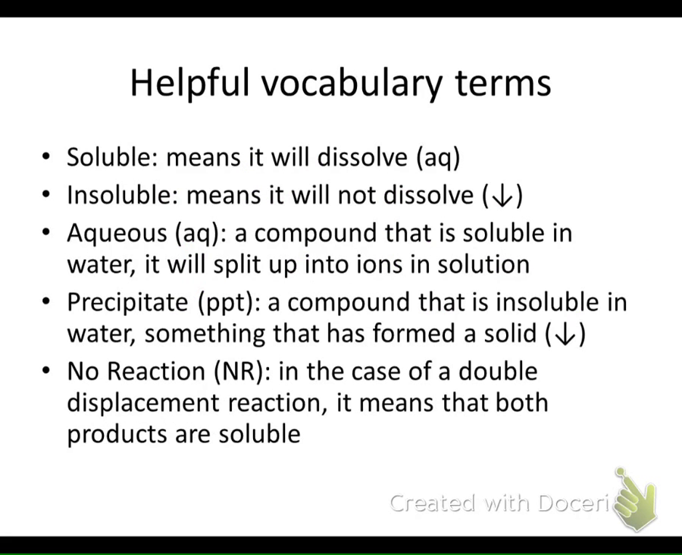So a little bit of vocabulary terms to help us. Soluble means it will dissolve. Insoluble means it will not dissolve. So when I have something that's soluble, I would denote it with an AQ, which means aqueous. So aqueous is a compound that's soluble in water. It's split up into ions. If it's insoluble, it means it will not dissolve. We would represent that with an arrow down. Insoluble and precipitate go together because that means that it's something that has formed a solid. And then no reaction, NR, just simply means that no reaction has happened. So in this case, with a double displacement reaction, it means that both products are soluble.